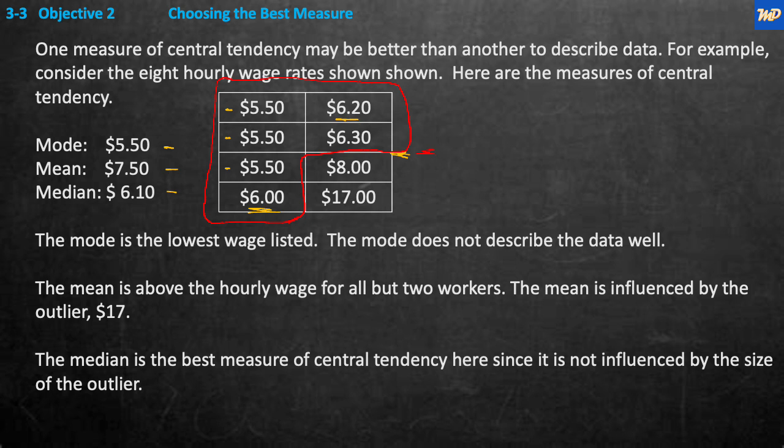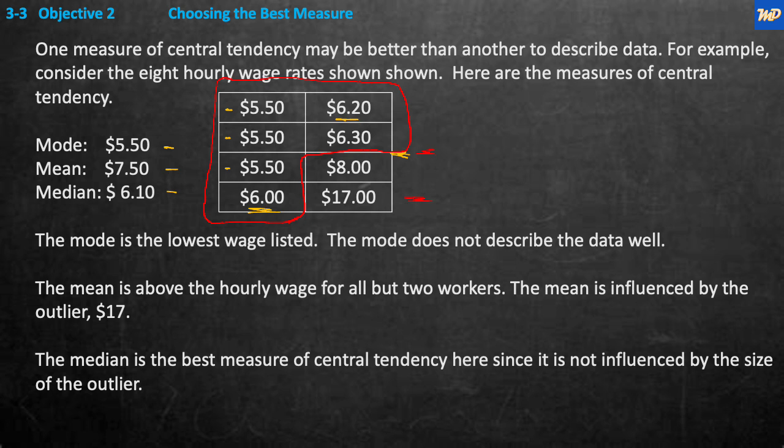And then it says the median is the best measure of central tendency here, since it is not influenced by the size of the outliers. And the outliers are going to be, well, this $17 is an outlier, right? All of these are like $6, $7, $8, and all of a sudden, oops, $17. Whoa, where did he come from? That's an outlier. That's what an outlier is. So the median is not influenced by that.